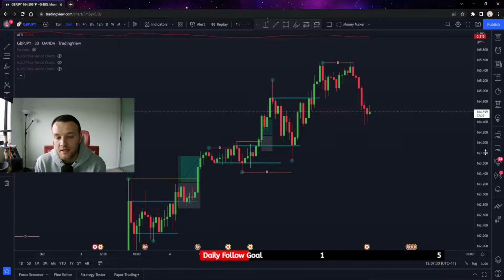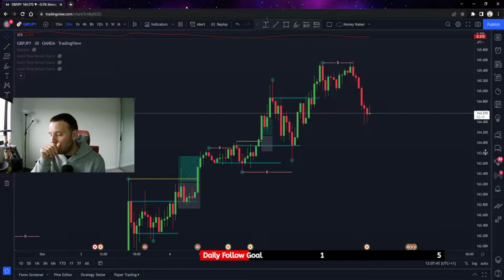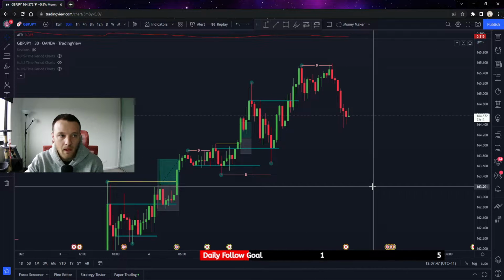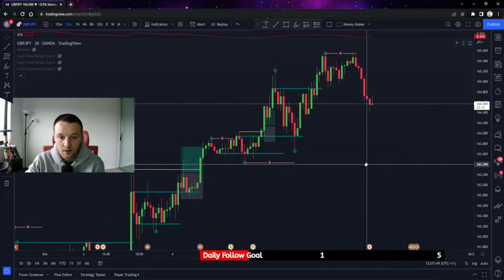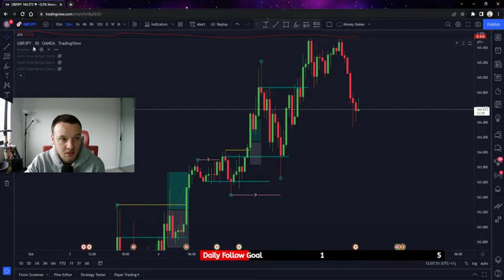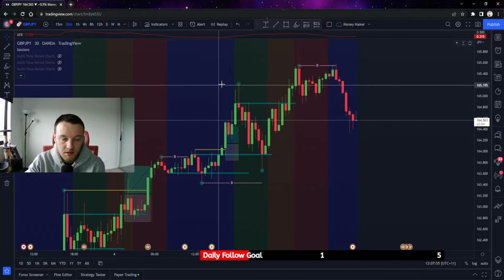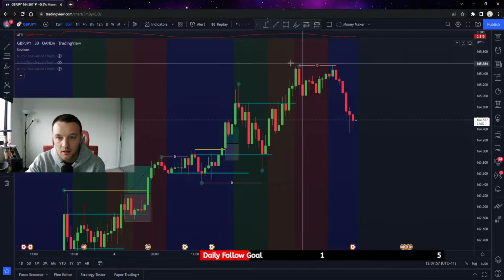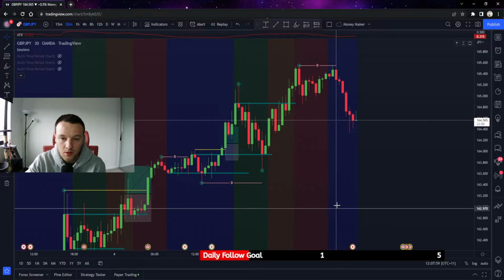Most of my trades over the last month or two have been on GJ, and coming into the last couple of weeks, most of them have actually been on Euro USD. So let's start on GJ right here. If I turn on my sessions indicator, purple is Asian session, green is London, brown and red is New York, London close.